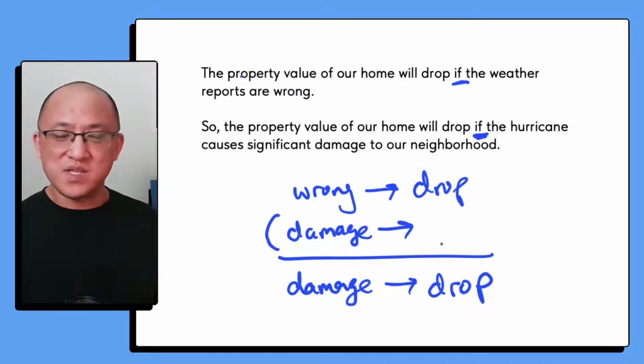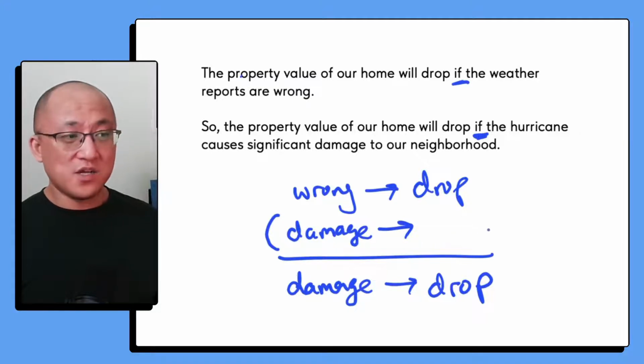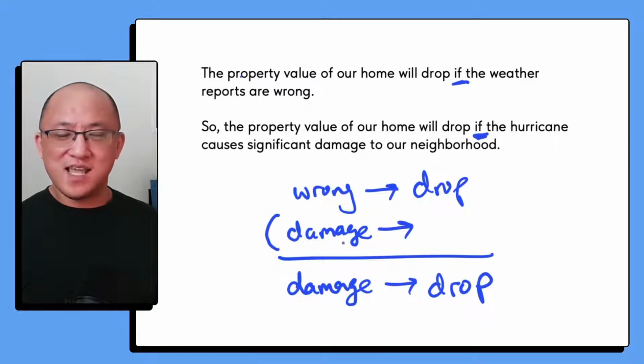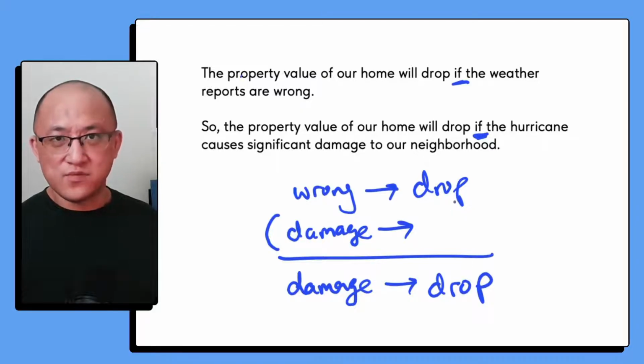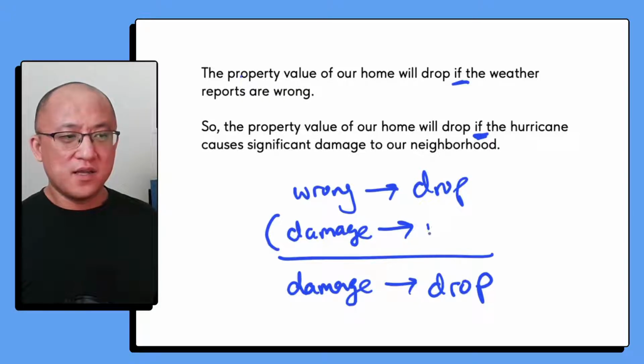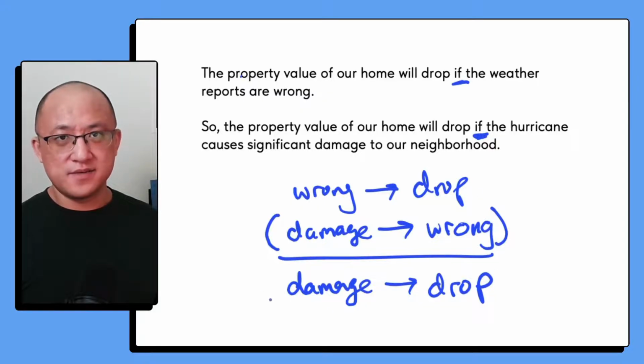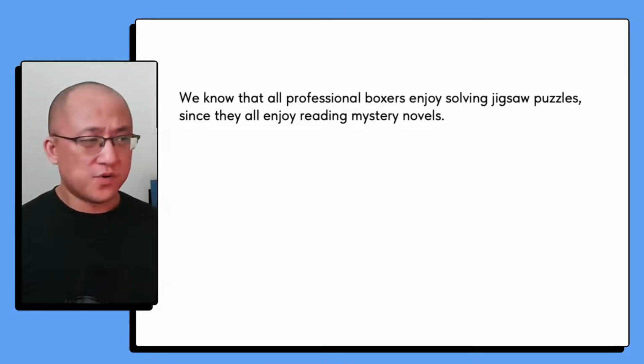And what is that something else going to be? Well, I know that if the weather reports are wrong, that will lead to the value of the home dropping. And so if I want to show that the damage, hurricane causing damage, will lead to the value of the home dropping, I want damage to lead into wrong. If I can say that hurricane causing damage would mean that the weather report is wrong, that would mean the weather report being wrong goes to drop, and now we have a valid conclusion. Go ahead and try this example on your own.